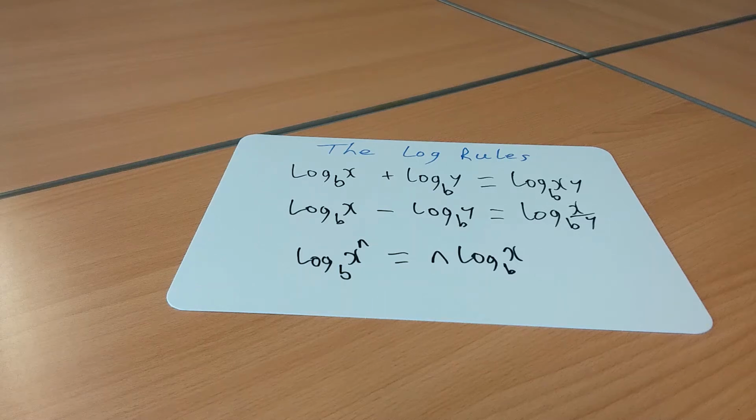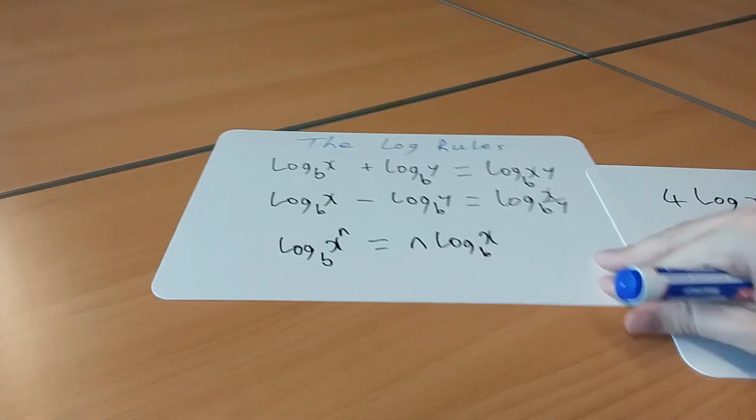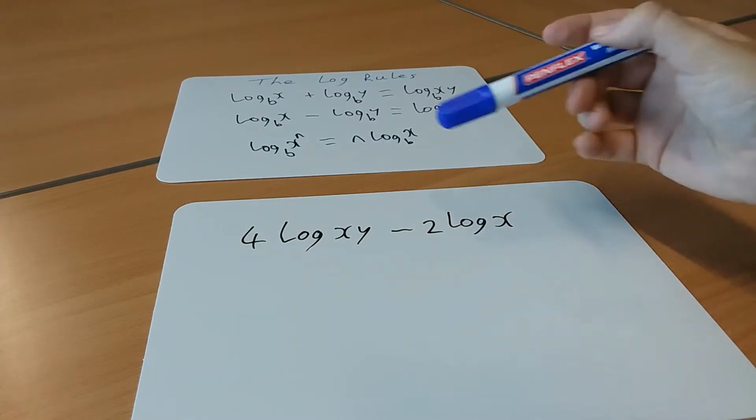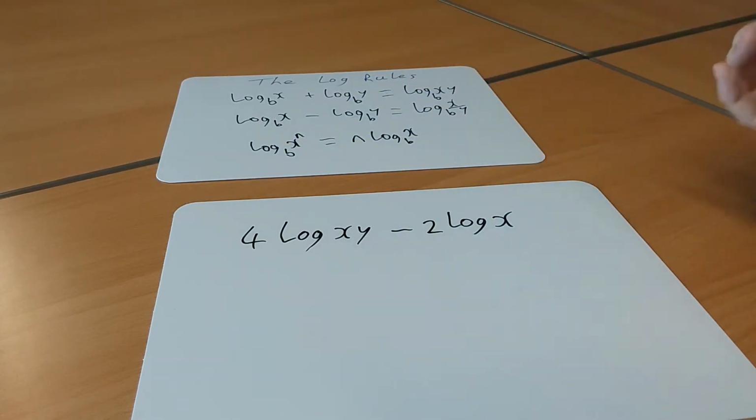We're going to be using these three log rules to solve problems. They come in two main types. So let's have a look at the first one. With this one, we've got some logs here, and the goal is to write it as a single logarithm.